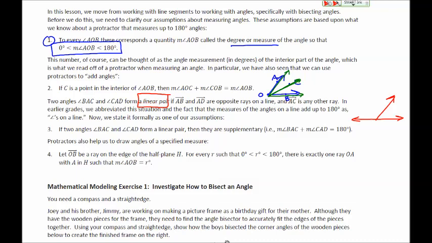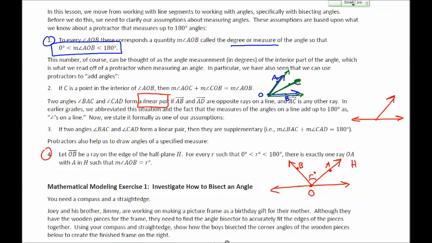The last one, number 4, says let ray OB be a ray on the edge of the half plane of H. So here is a line with the half plane above it. Let's say here's H, and OB is a ray on that half plane. For every R from 0 to 180, there's exactly one ray OA with A in H such that the measure of AOB is equal to R degrees. So for every R, there's an A, and this is R degrees.